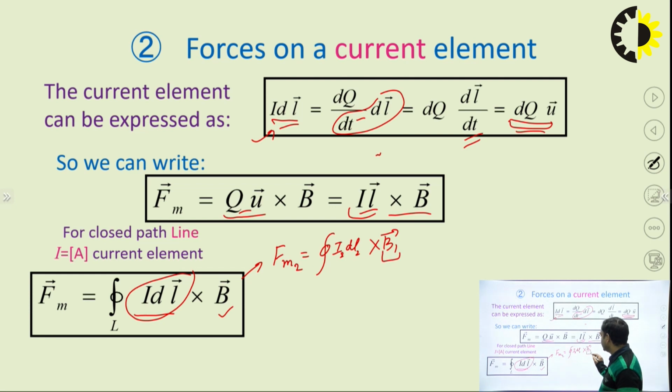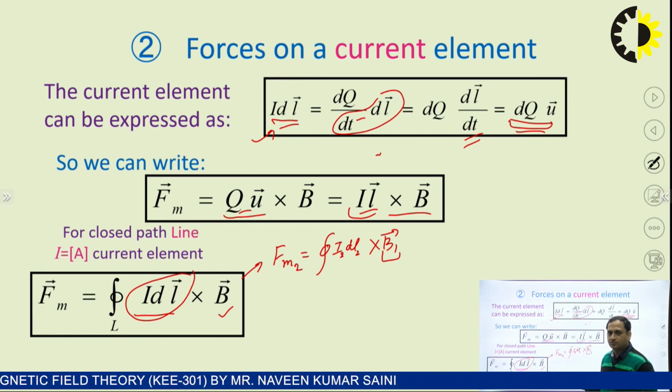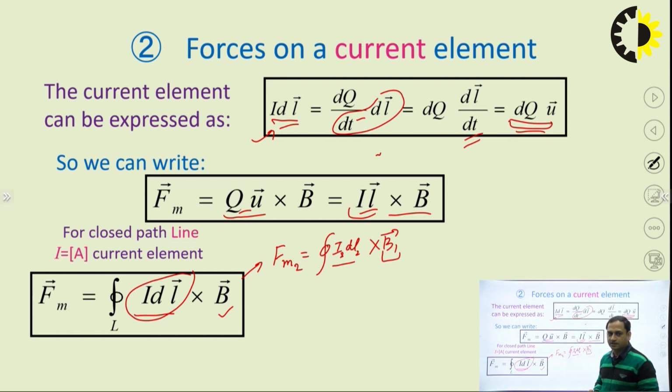There is one current element 1 through which the magnetic field is already present, that is given by B1, and we have another current element. That current element is placed into the magnetic field B1, which is the external magnetic field. So what is the total force exerted onto this second current element? That is Fm2 is equal to I2 dl2 cross B1.